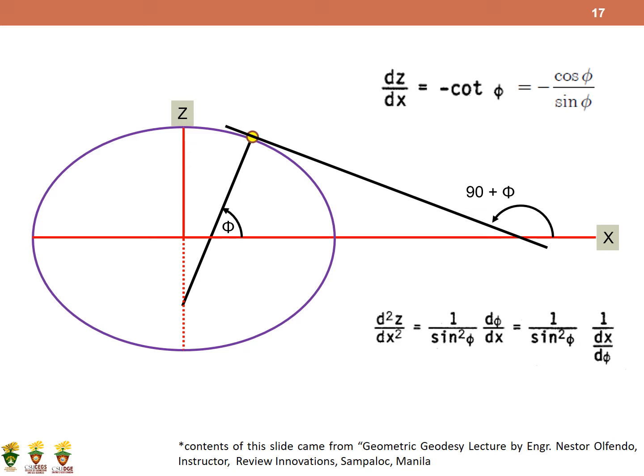Then we have also the second derivative if we are going to derive this equation. We have d squared z over dx squared is equal to 1 over sine squared theta, d theta over dx. But since our equation is in dx over d theta, we need to dissect this into a simpler equation. So 1 over sine squared theta, its reciprocal, since we are going to have dx over d theta, we have 1 over dx over d theta. That is what we are looking for in our equation.